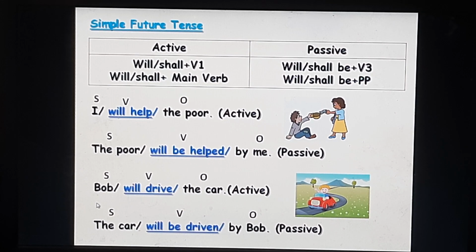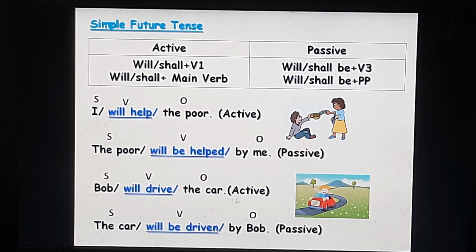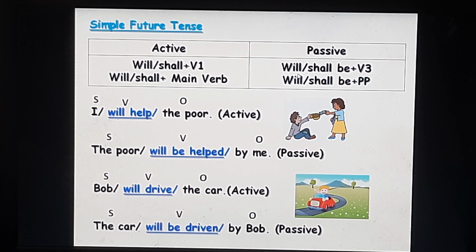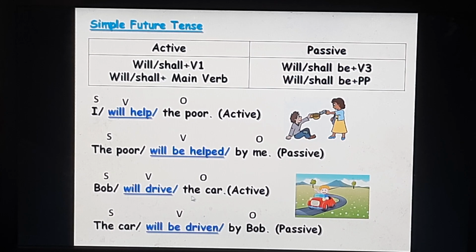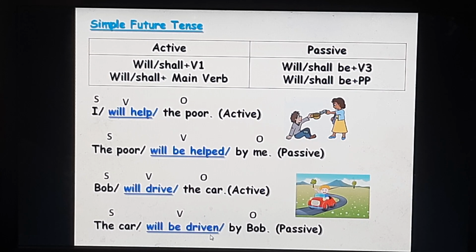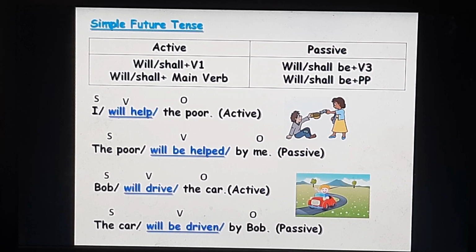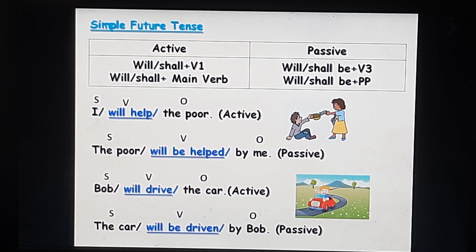Now let's see the next example. Bob will drive the car. Active voice. In the passive, the car will be, plus the past participle of drive, which is driven, preposition by, and bring the subject as the object: by Bob. So your passive form is: the car will be driven by Bob.